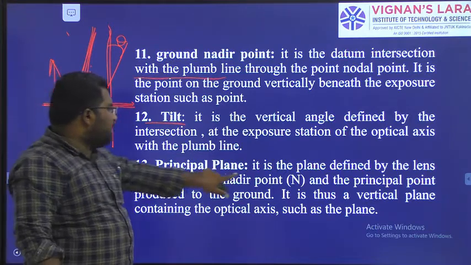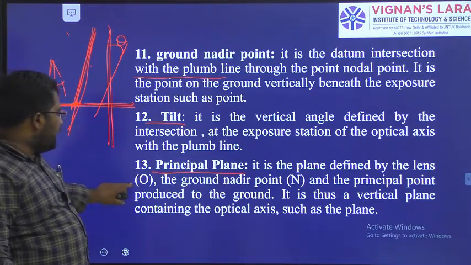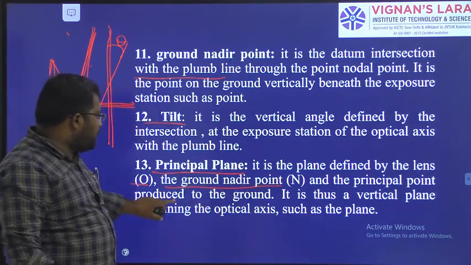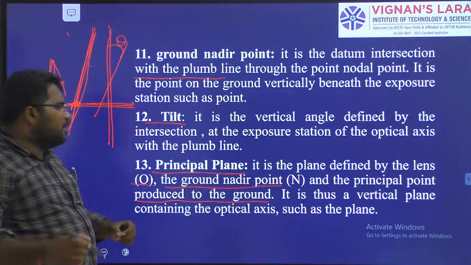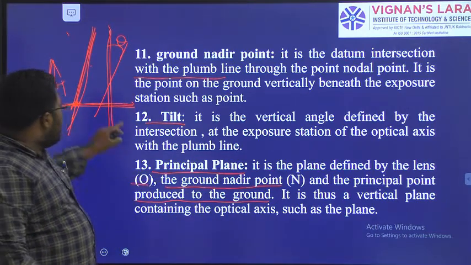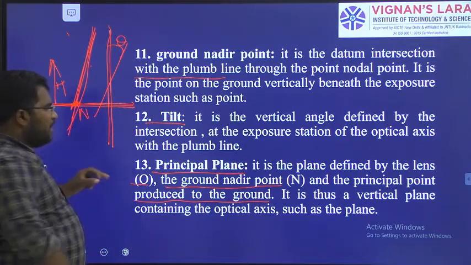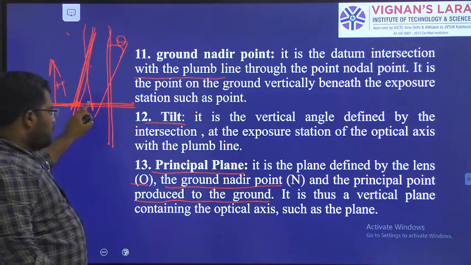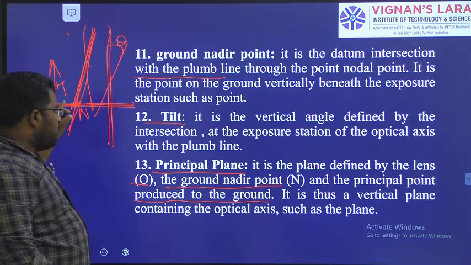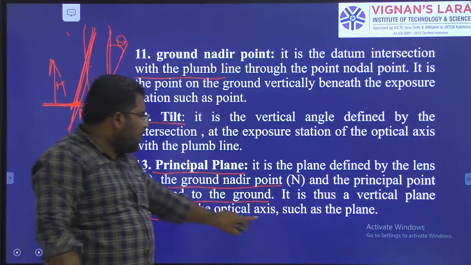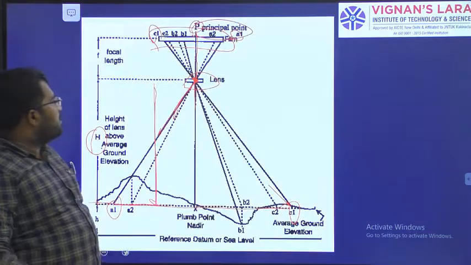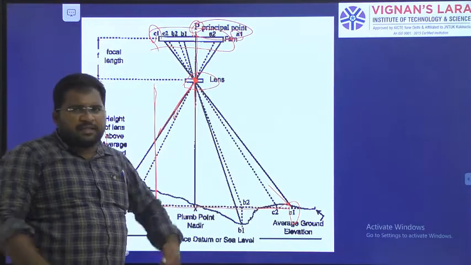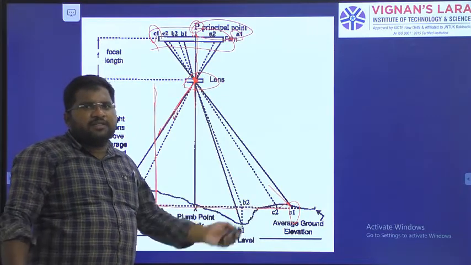Next, principal plane. It is the plane defined by the lens, the ground nadir point N and the principal point produced to the ground. So here it is telling about the ground nadir point and the principal point produced to the ground. It is thus a vertical plane containing the optical axis. From this diagram you can see all the things. In the next class, we are going to continue with these definitions.